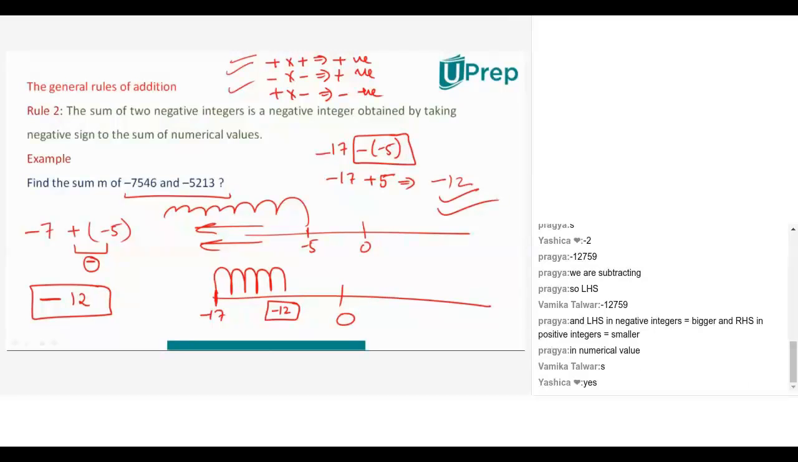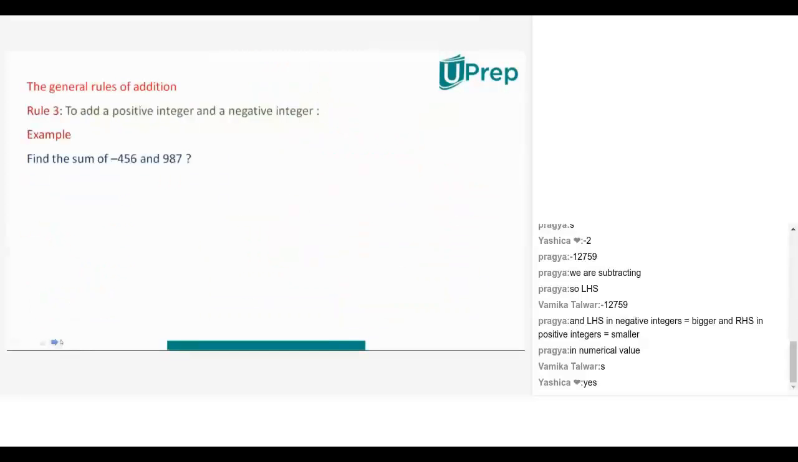Yes, sir. Right. So minus 7,546 minus 5,213 is going to give us, as Pragya said, minus 12,759. Perfect. Now let's look at rule number 3. This is an interesting one. Rule number 1 spoke about adding two positive integers. Rule number 2 spoke about adding two negative integers. Now rule number 3 is combining. He's talking about adding a positive integer and a negative integer.